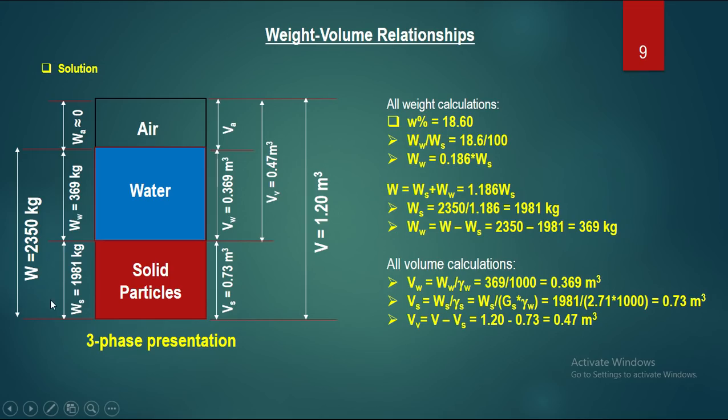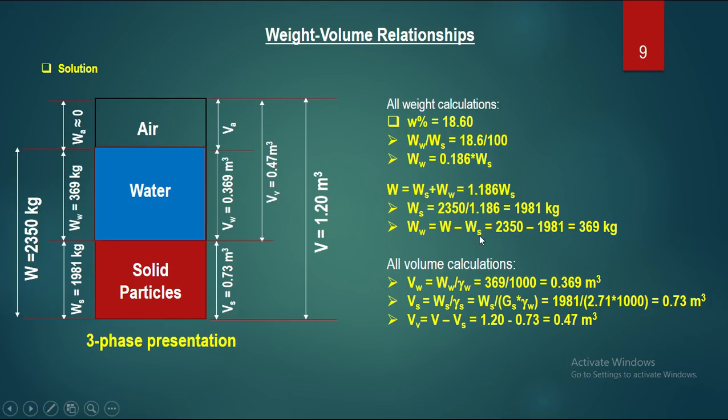Now you know the total weight means the weight of solid plus weight of water. So you are going to get weight of water in terms of weight of solid, and you know the total weight, right? So by using this small little expression that you have already developed, you should be easily able to calculate the weight of solid as 2350 divided by 1.186, and that should give you 1981 kg. Let us put this value here. So this is the first value you have obtained.